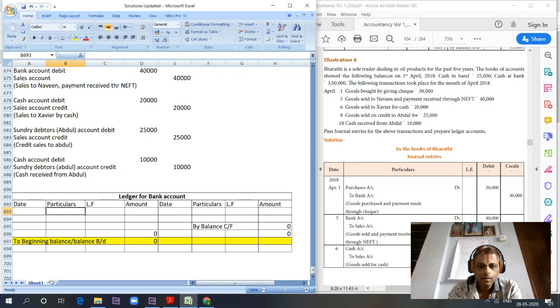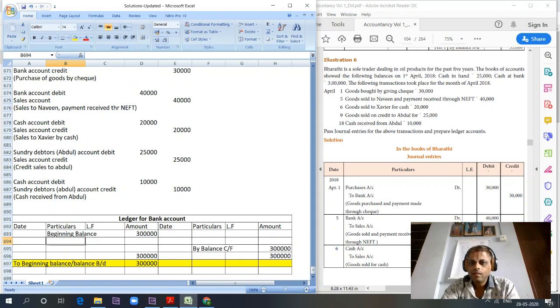So you can see here the beginning balance that has been given here. Cash at bank 3 lakhs. We have not put any journal entries for this, friends, because we are journalizing only the current month's transactions, April. So when we prepare the ledger, we have to take the beginning balance and then continue with the ledgers. As we discussed, this is applicable for real accounts and personal accounts, right?